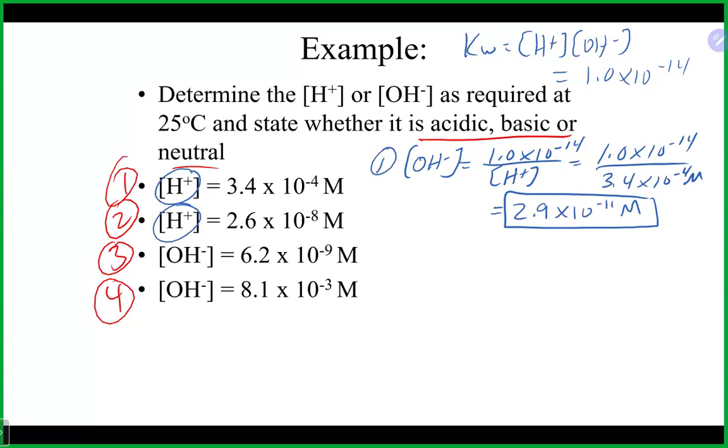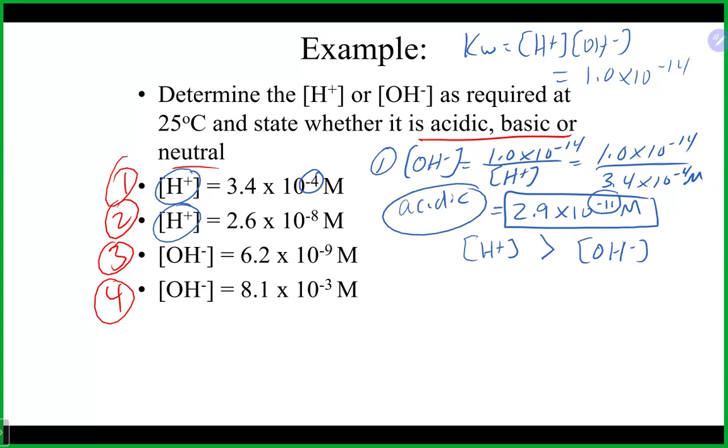We now want to compare the H plus concentration to the OH minus concentration. In this case, our OH minus concentration is to the minus 11, and our H plus concentration is to the minus 4. That means the H plus concentration is larger than the OH minus concentration, and this solution should be acidic.